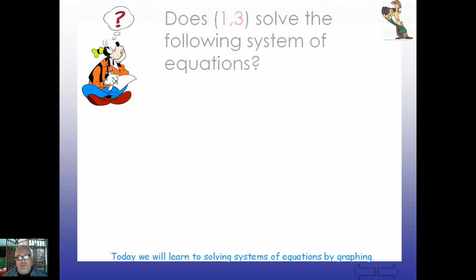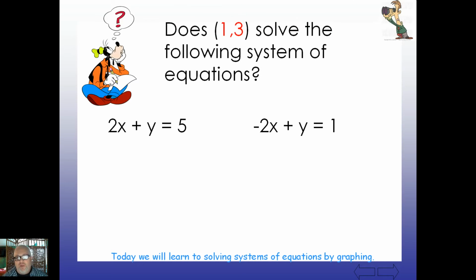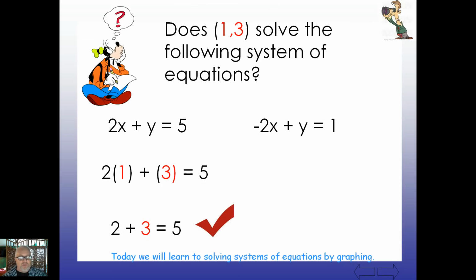Alright, take a look at this here. Does (1, 3) solve the following system of equations? The ordered pair (1, 3). So let's do the same thing. I'm going to plug in a 1 for x and a 3 for y. Look at that, 2 plus 3 is indeed 5. So it works for the left-hand equation.